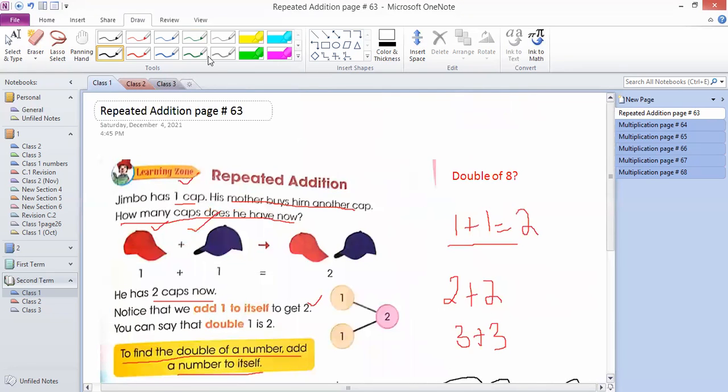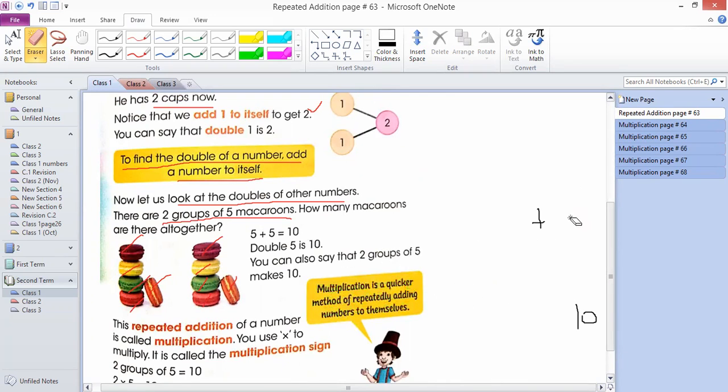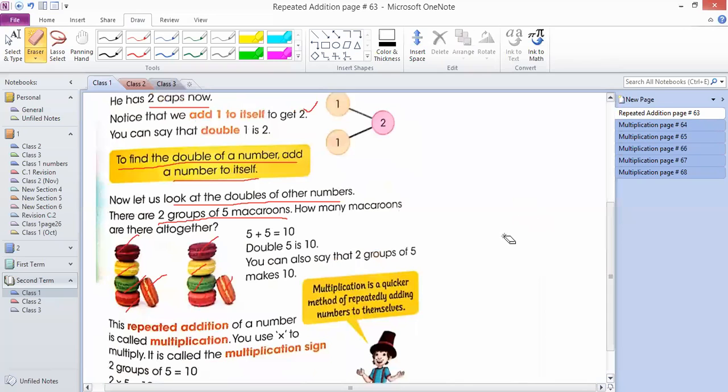How to find out the doubles. Let's come to the doubles again. I told you about repeated addition, and what is multiplication. Now you have to find out the doubles of different numbers. Again, I repeat, guys, how to find out the double? To find out the double of any number, you should add the number to itself.